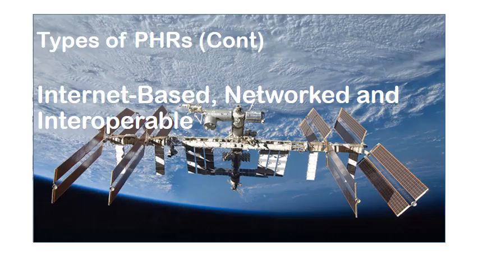Then there's the internet-based, networked, and interoperable PHR. This type of PHR, networked personal health records, allows the transfer of information between multiple systems. For example, providers, insurance carriers, pharmacies, and patients can all access and share medical records on one system.